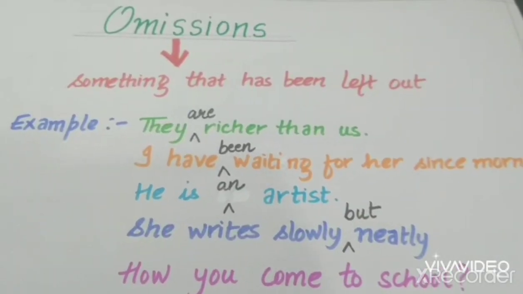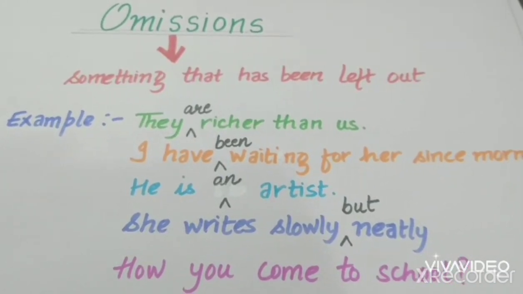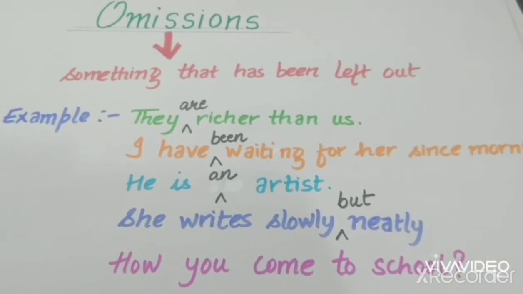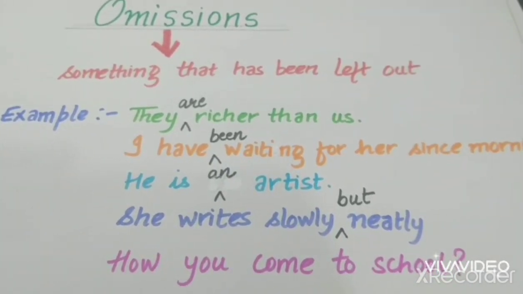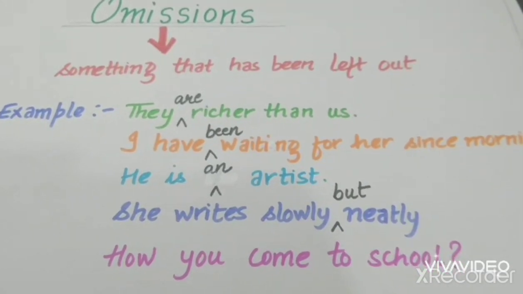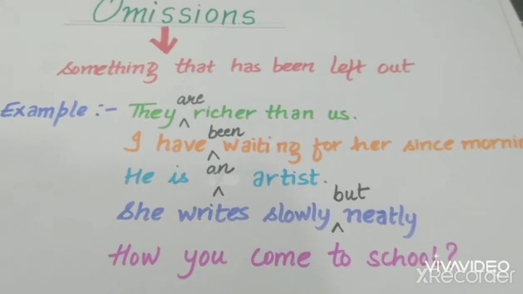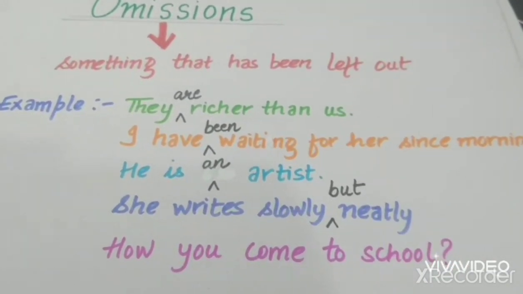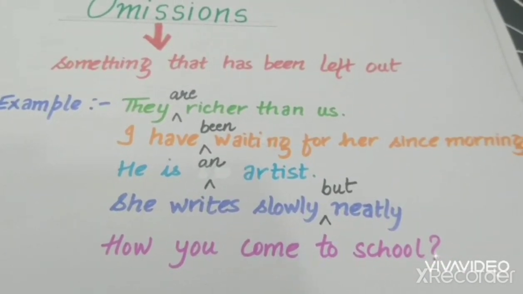Children, the word omissions has been taken from the word omit, which means that something that has been left out. In omissions, you are provided a text in which one word is missing in each of the lines, and you have to find the exact place of the missing word. Also, you have to provide that missing word.